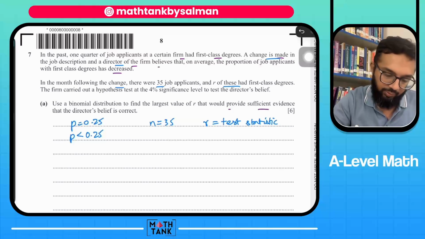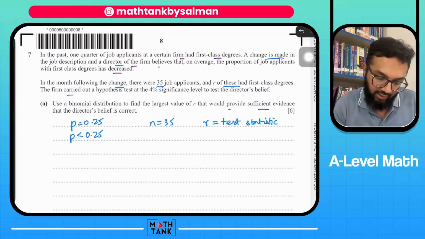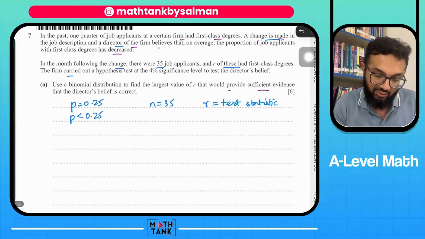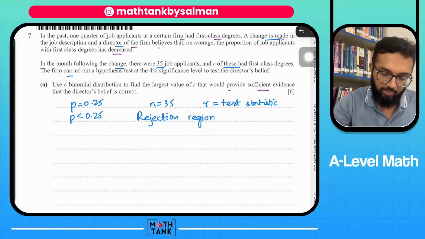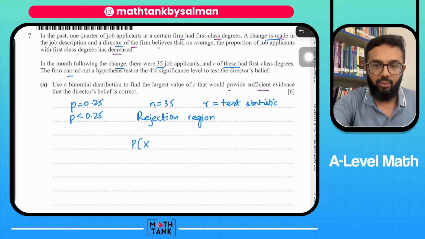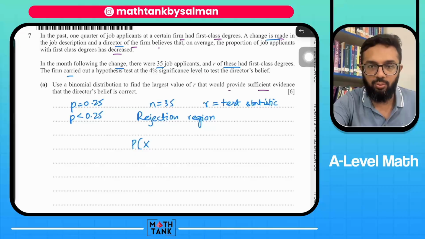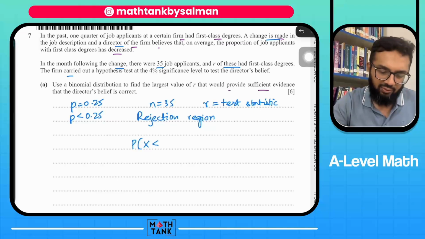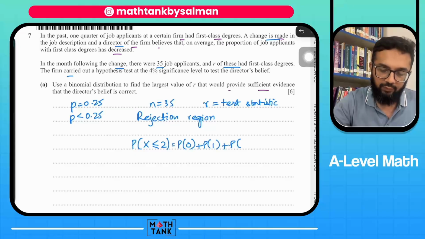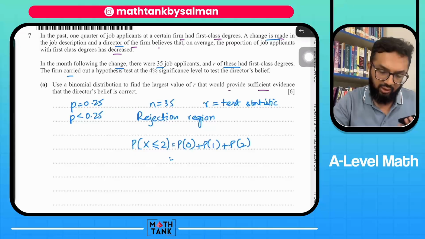Okay. The firm carried out a hypothesis test at the 4% level to test the director's belief. Use a binomial distribution to find the largest value of R that would find sufficient evidence that the director's belief is correct. So I am technically asking you to find the rejection region basically. So I want the probability to be less than 4%. So I'm going to start doing trial and error to figure out what R is. My gut feeling generally is to start with 2. So I'm going to add the probability of 0, 1, and 2 to see if I have crossed the rejection region or I'm still in the rejection region.